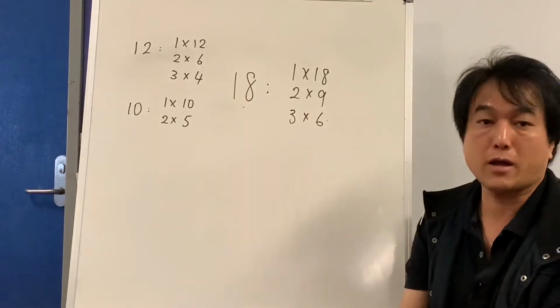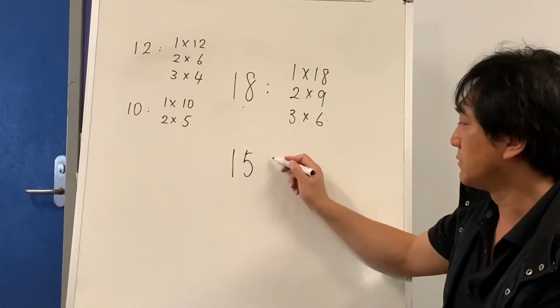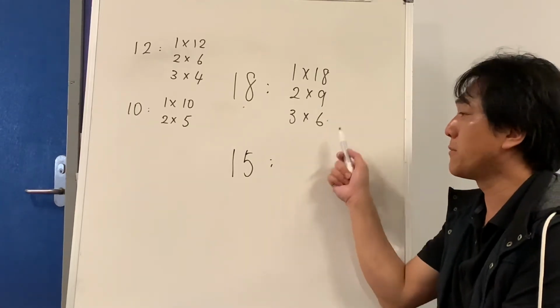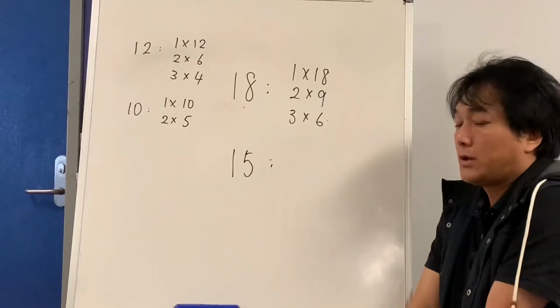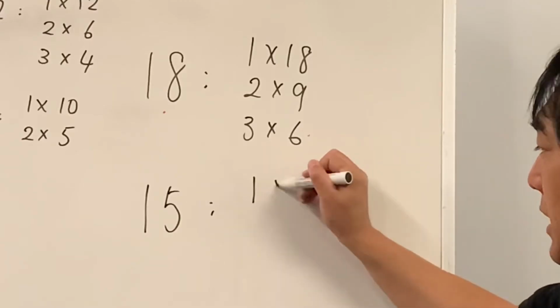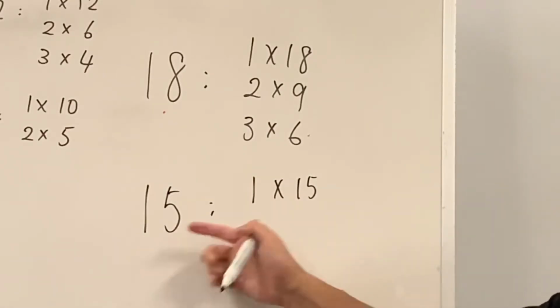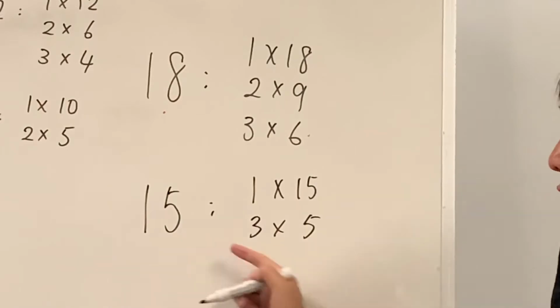We haven't used an odd number. Let's try 15. Let's pause the video. You can find different combinations to make 15. Let's pause it. Let's do this together. 1 and 15, easy. 2, it's an even number, so 2 doesn't work. 3 times 5 is 15.